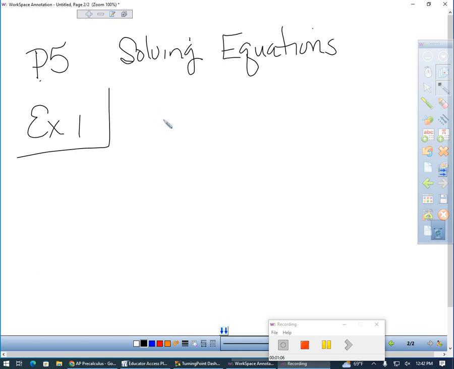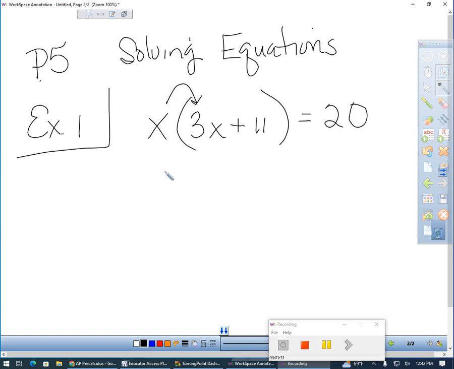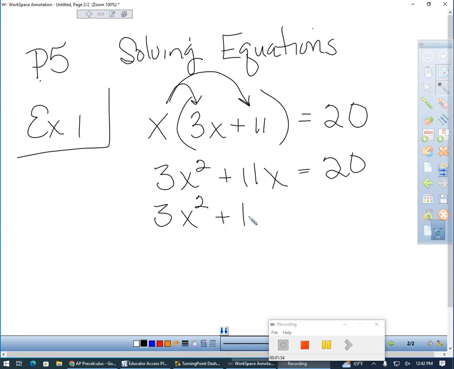Let's say I have something along the line of x times (3x plus 11) equals 20. And I want to solve for x. First of all, we know we have to get rid of the parentheses in order to do so. So I'm going to go ahead and distribute. I get 3x squared. x times 11 is 11x equals 20. Now, I have a squared term in there. And in order to solve this algebraically, I need to get the whole thing set equal to 0. So I'm going to move it over. So I have 3x squared plus 11x minus 20 equals 0.